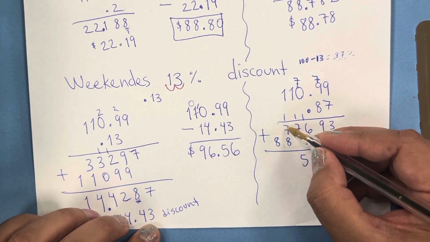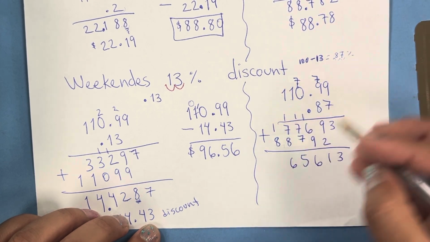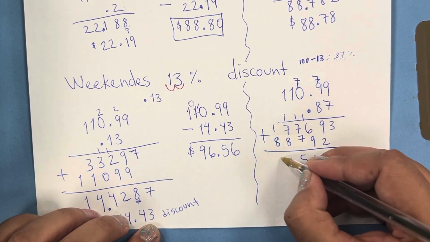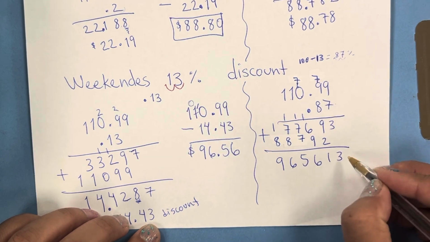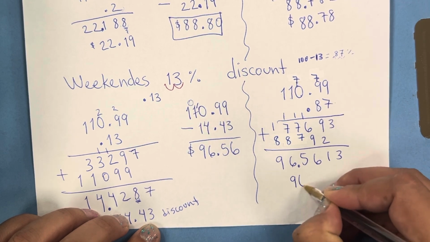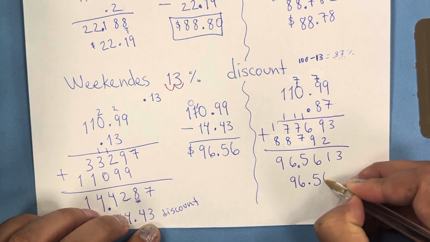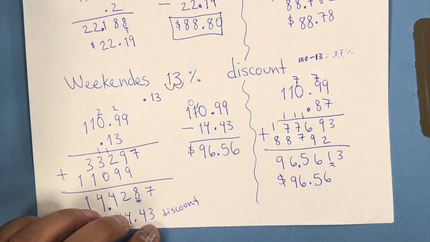And then 1 plus 7 is 8. 8 and 8 is 16, carry 1. 8 plus 1 is 9. We count how many spaces, 1, 2, 3, 4, and we go back 1, 2, 3, 4. It's right here, which is 96 dollars and 56 cents. This does not add anything to this one, so it's $96.56.